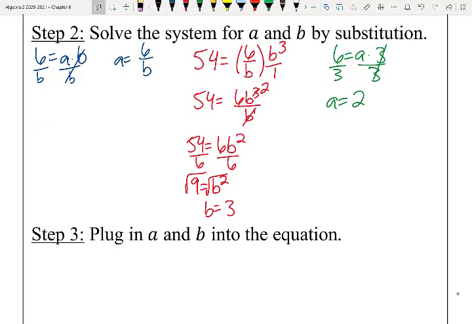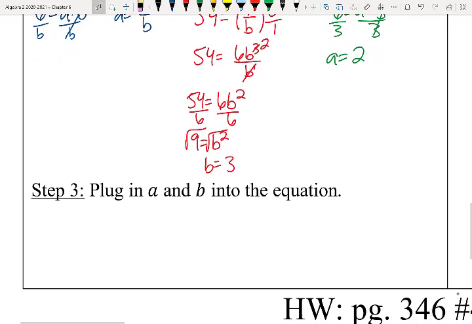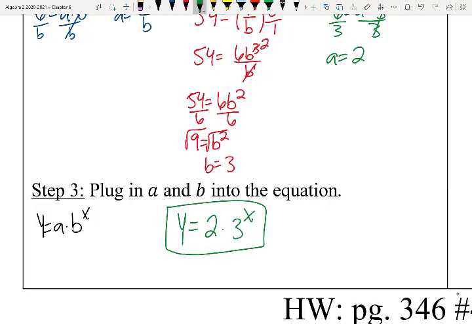Step 3, which is super simple, is just putting those two values back into my equation. Because remember, my equation in general, the generic form of an exponential, is y equals a times b to the x power. So if I plug in 2 for a and 3 for b, that will give me my final answer. The equation that would give me those points would be y equals 2 times 3 to the x power. That would be my equation for number 3.